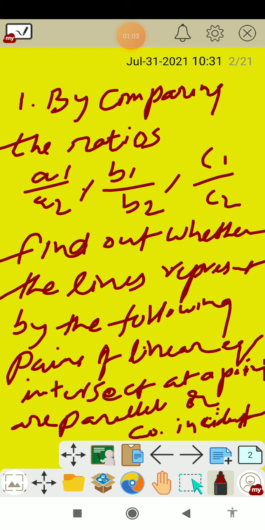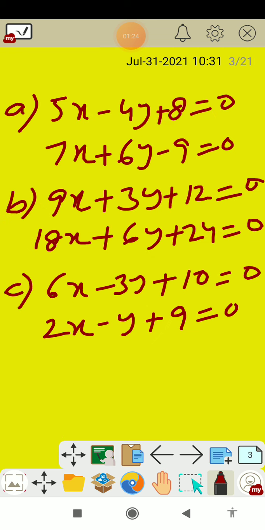In this question, problems on coincident and consistent lines will come. You have to check whether the lines intersect or not. If two lines are there, they will either intersect each other or not. That is what you have to check. Here, these are the three questions.